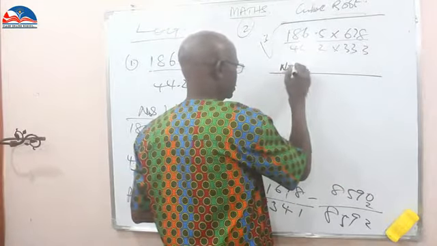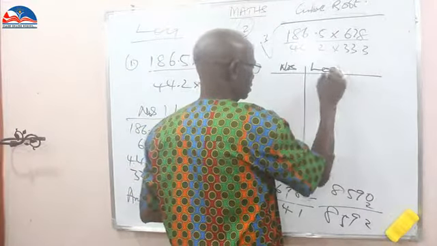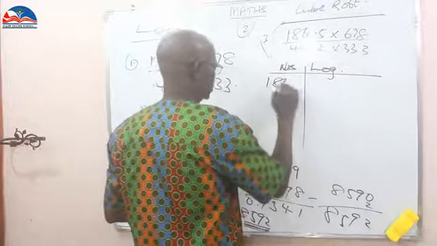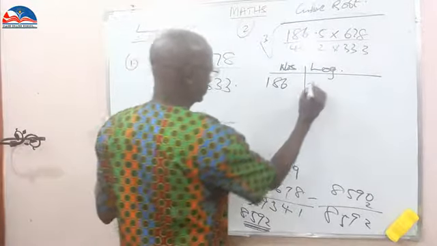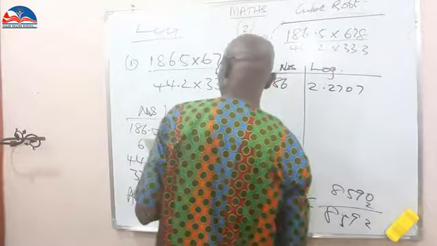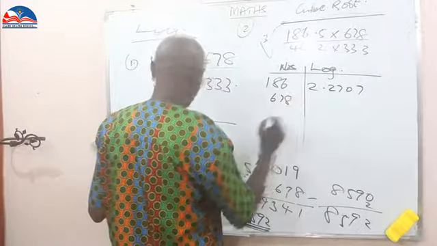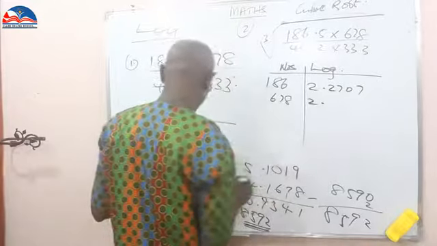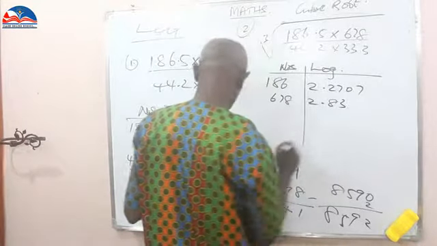The same numbers, log. The number written 186, just as we did before, the characteristic is 2, from 2707. Then 678, the characteristic once again is 2. Multiply is 8312.